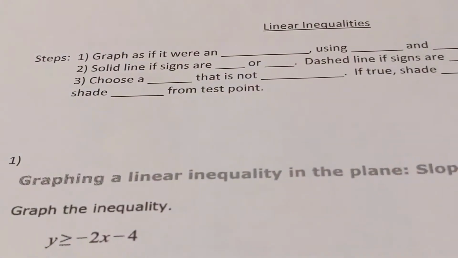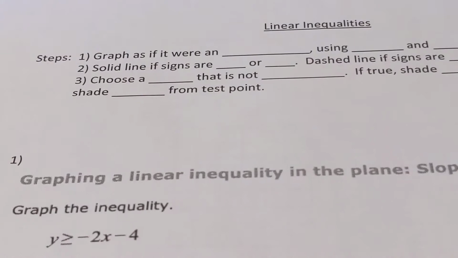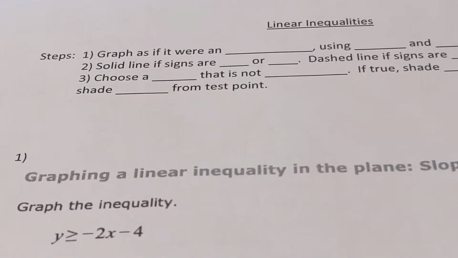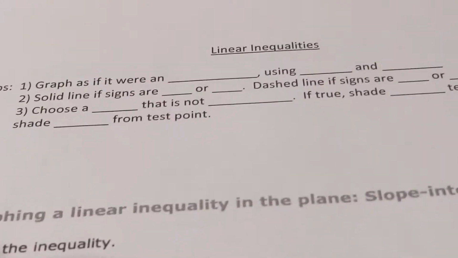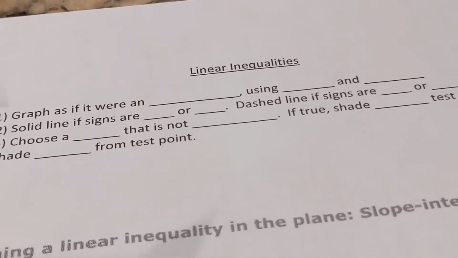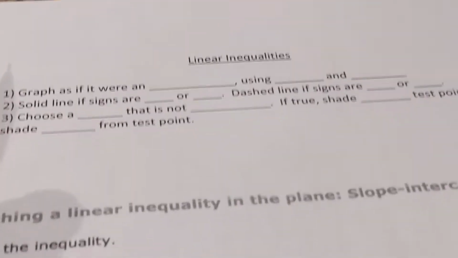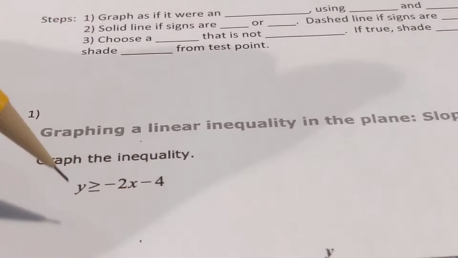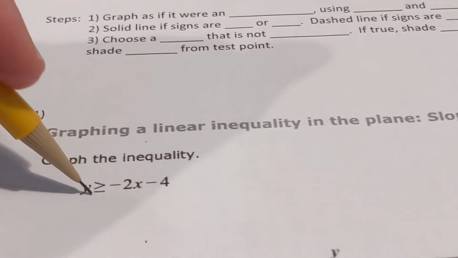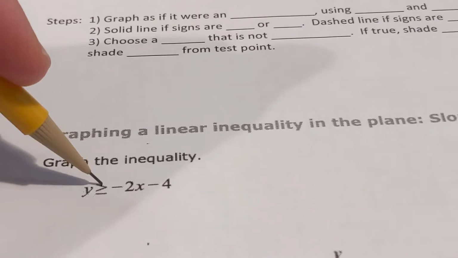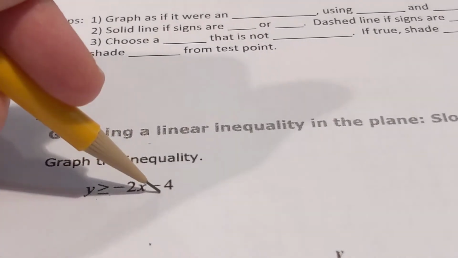Okay, so these are the notes for linear inequalities. Hopefully you've printed these out from Classroom and are following along with a pencil, and you're going to need a ruler as well. Okay, so a linear inequality looks like this: y greater than or equal to negative 2x minus 4.